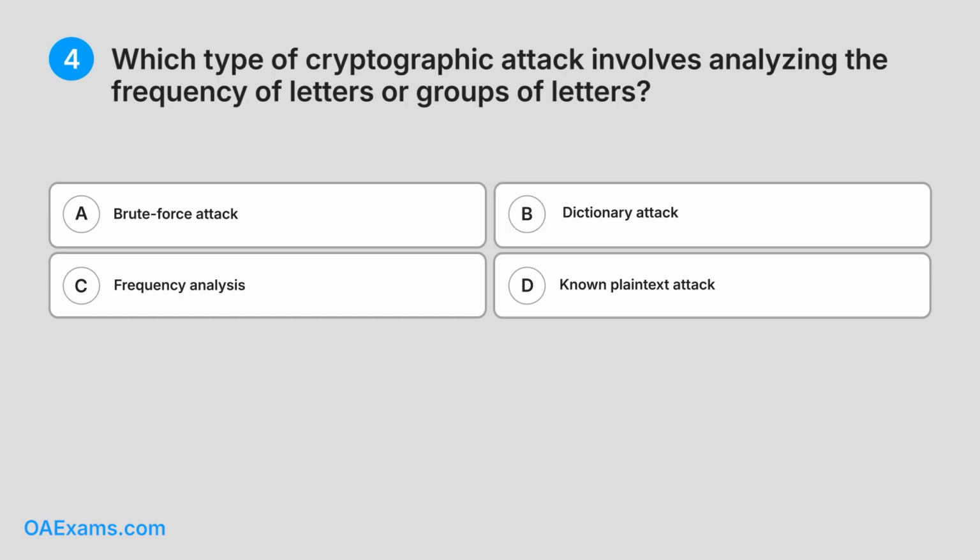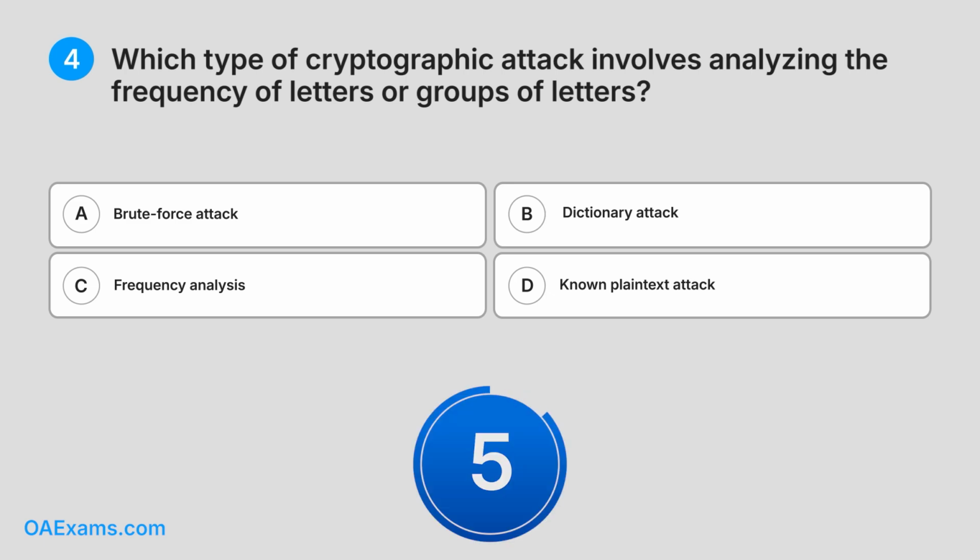4. Which type of cryptographic attack involves analyzing the frequency of letters or groups of letters? A. Brute force attack. B. Dictionary attack. C. Frequency analysis. D. Known plaintext attack. What do you think is the answer?